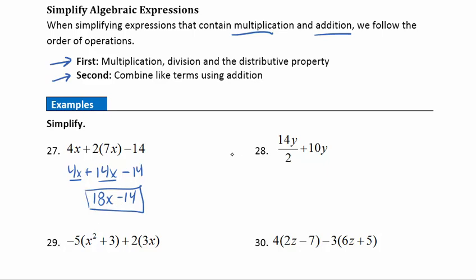Let's look at 28 now. All right, notice I have division here and addition. I'm going to do that division first. So 14y divided by 2 is going to give me 7y plus 10y. Now notice I have like terms here. 7y and 10y can be combined together to give me 17y.